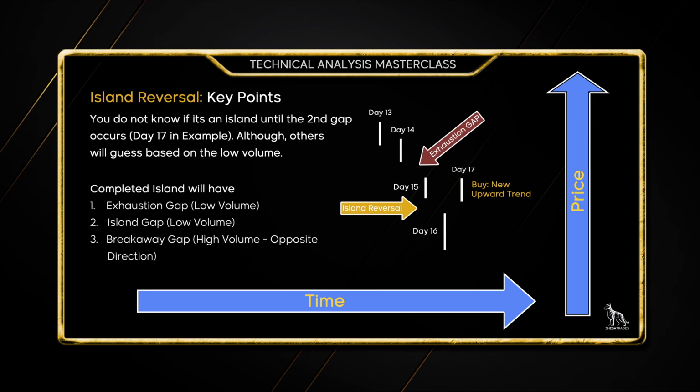So the key point is you don't know if it's an island until that second gap occurs. It's day 17 in this example. You might see it jump out way ahead after an exhaustion gap and kind of guess, oh, is that a reversal? And it could be, but you really need to look at the volume and you really need to confirm the following day. Others will guess based solely on the volume.